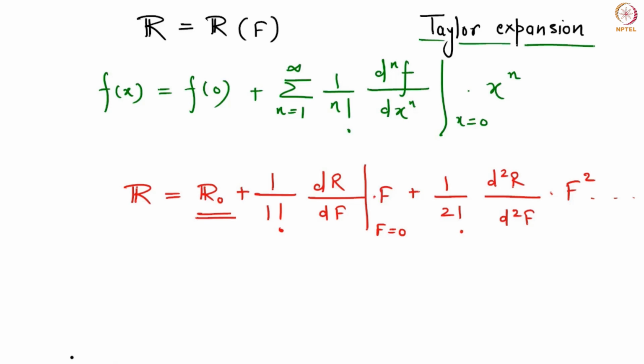So R0, you can see that this is nothing but the response of the material when the field equals 0. So basically, this is the intrinsic property of your material. So when do you have the intrinsic property? Let's say we take a couple of examples. We take the example of thermal conductivity.